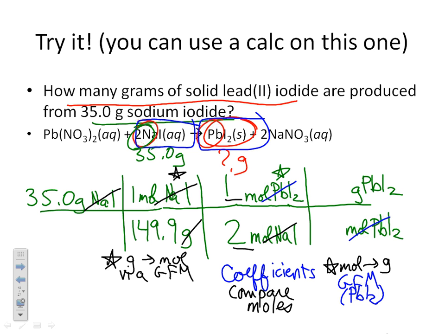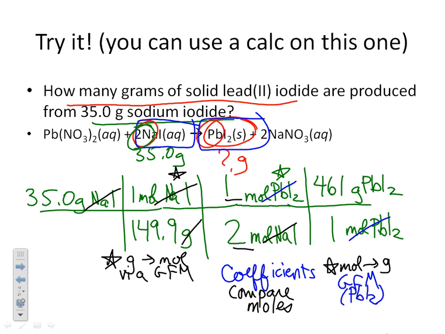So now we go back to our periodic table. Lead-2 iodide: look up the mass of lead, look up the mass of iodine. For every 1 mole of PbI2, it weighs 461 grams. Now we can do the math. We're going to do 35 grams, divide that by 149.9, then divide that by 2, because that's where our coefficients come into play. That gives us moles of PbI2, but we don't want moles of PbI2, we want grams of PbI2, so now we're going to multiply by 461, because that's the mass of 1 mole.